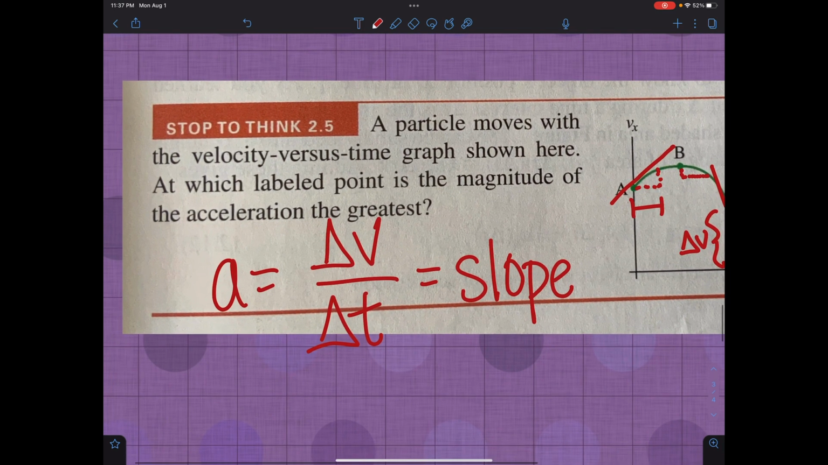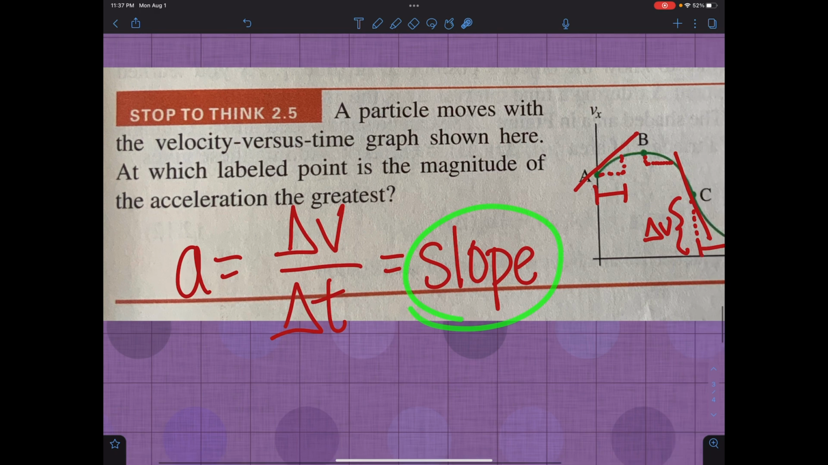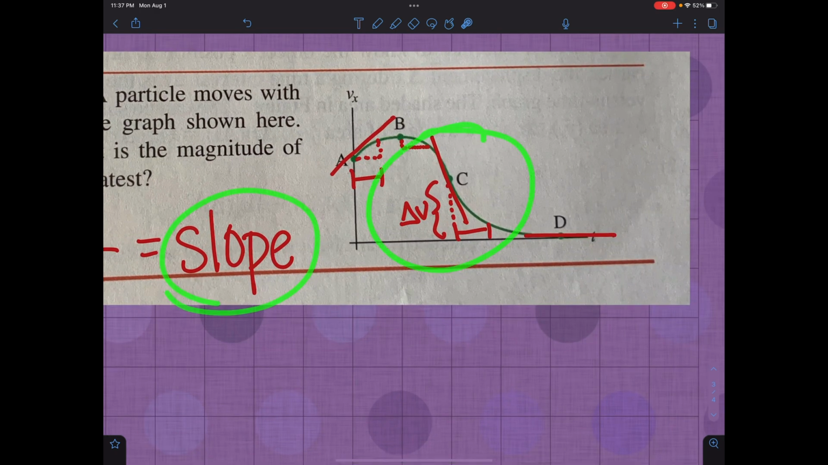So where is the acceleration the greatest? It's wherever the change in velocity is the greatest, or wherever the slope is the steepest. Therefore, the answer is C.